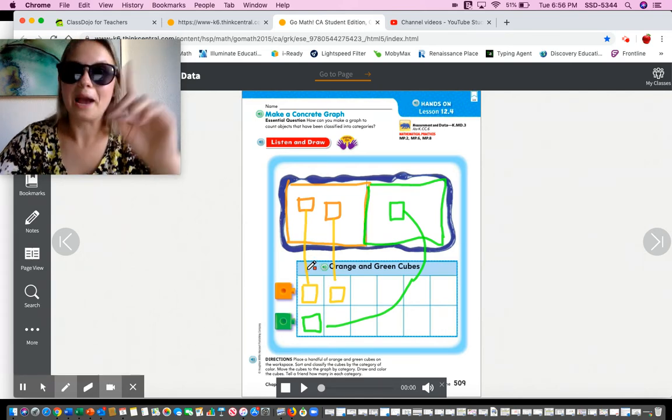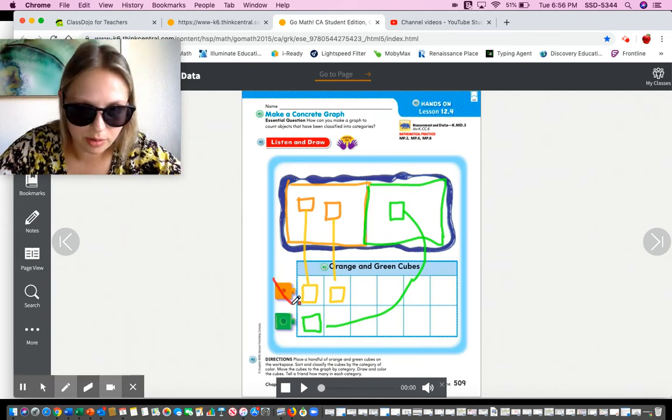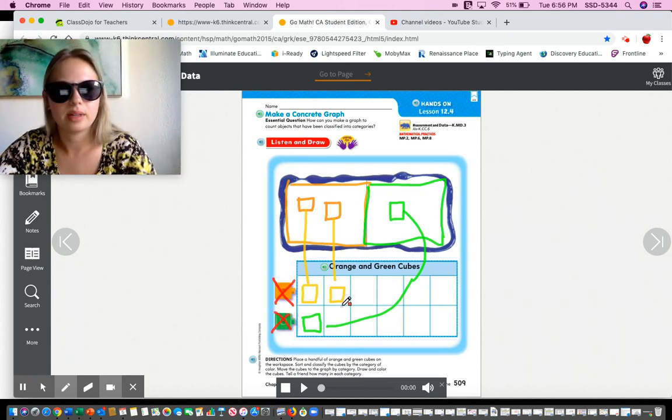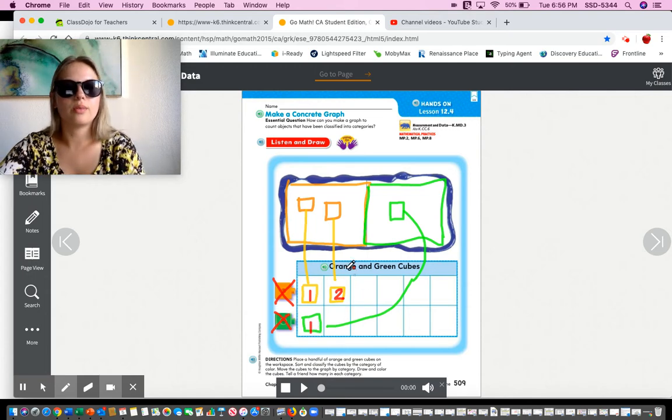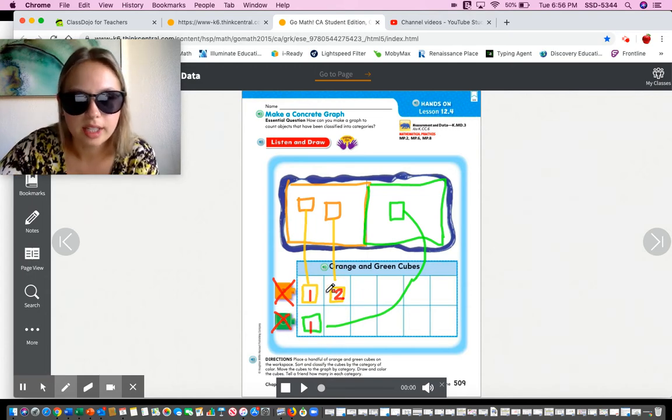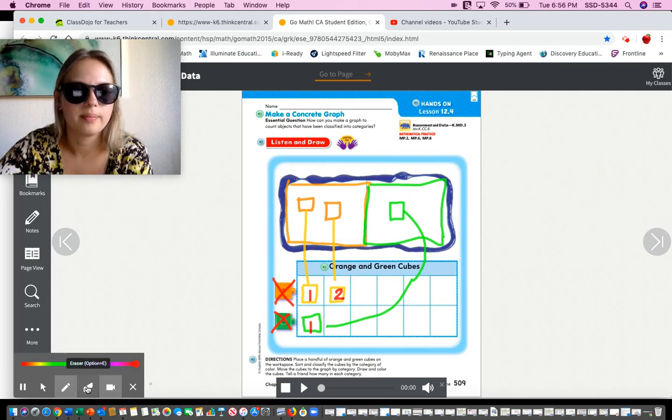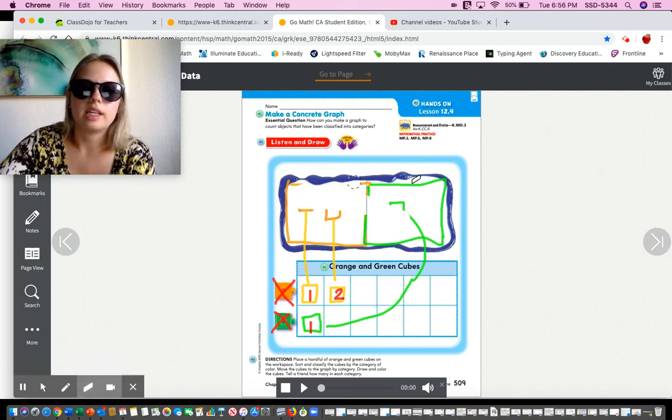But before we count, don't get tricked. We don't count the outside ones. They're sneaky. We don't even say them. They just tell us what to do. So let's see how many orange. 1, 2. How many green? 1. I have more orange cubes than I have green cubes. Good job. Okay, go ahead and keep your beautiful work.